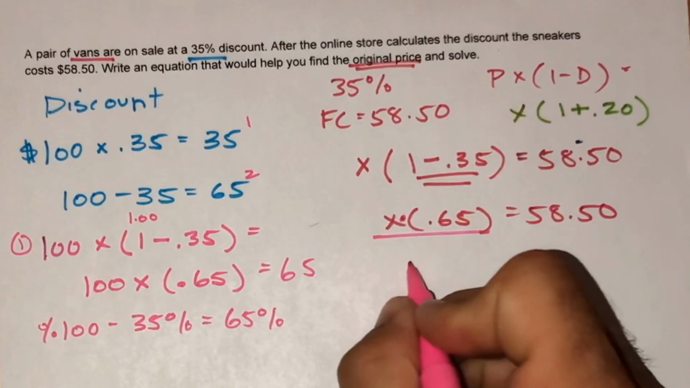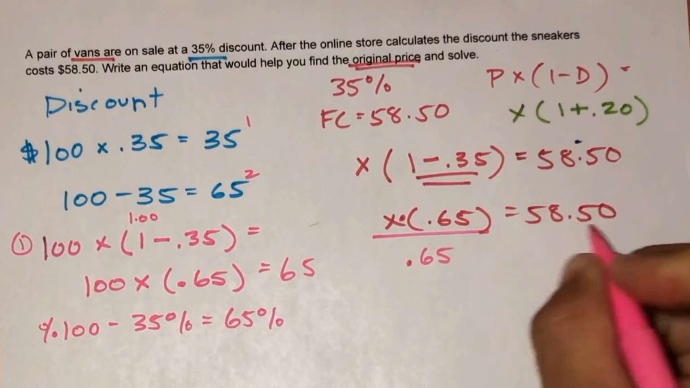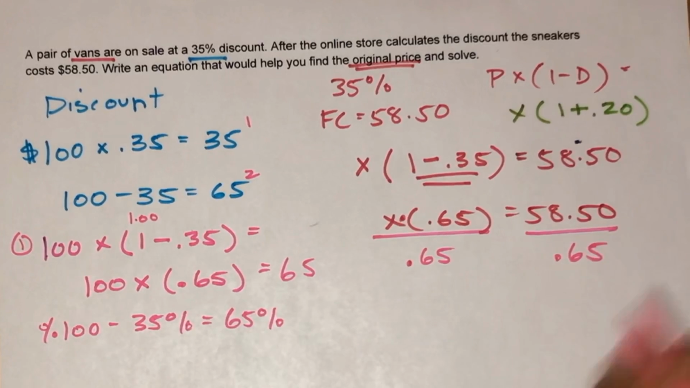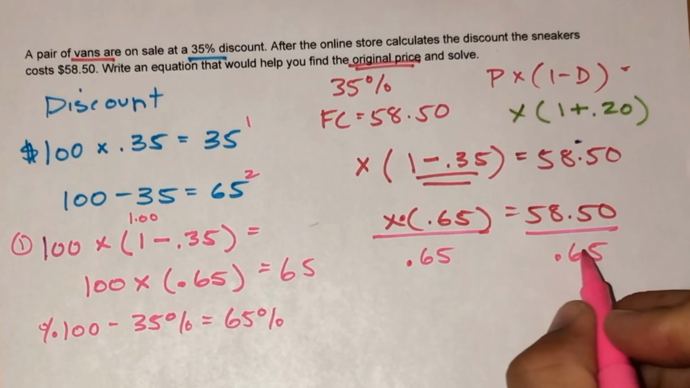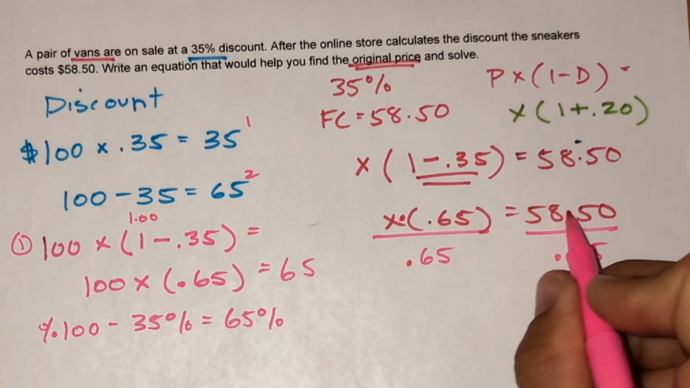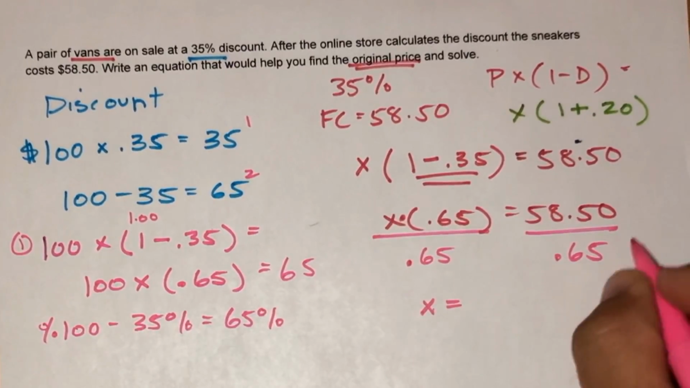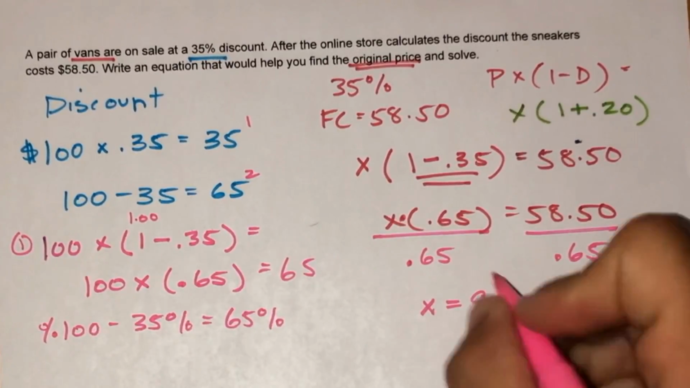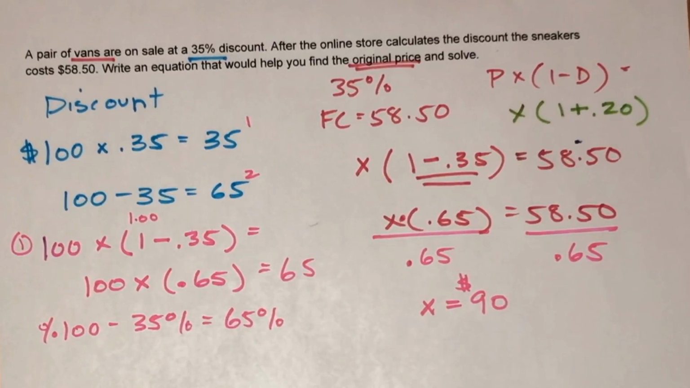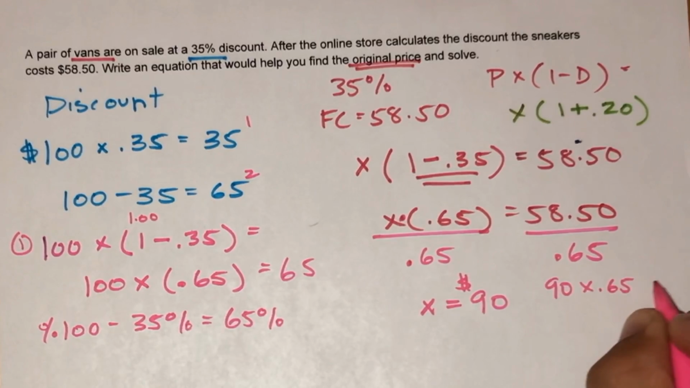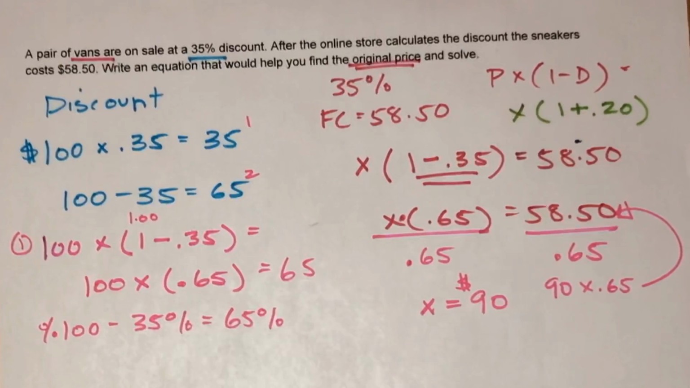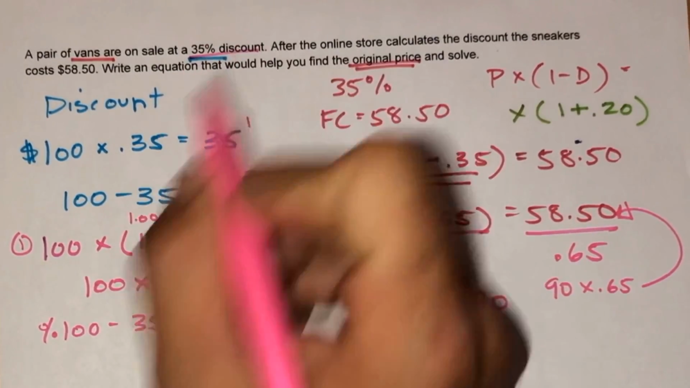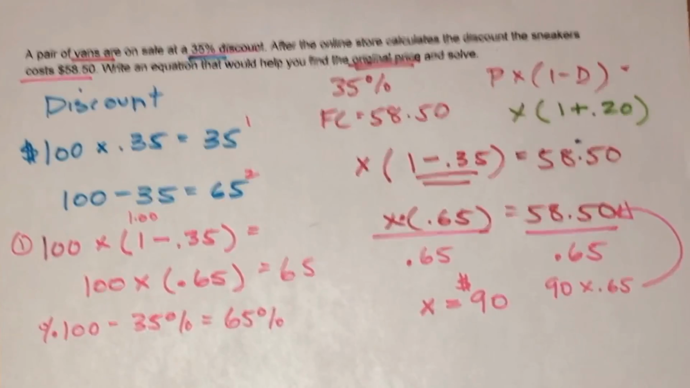So we're going to use division to get x by itself, dividing both sides by 0.65. And if you take a number and divide it by a number less than 1, it's actually going to give you a result that's a bigger number. So it's going to give us 90. And we know that our vans were $90. And if you took those vans and multiplied by 0.65, you would get this number here. And that's basically how you solve for an original price given a discount and a final cost.